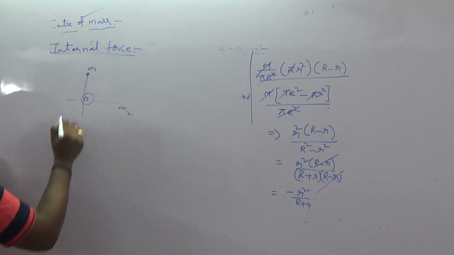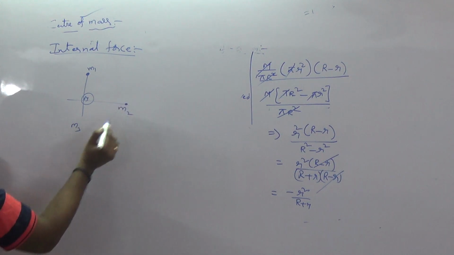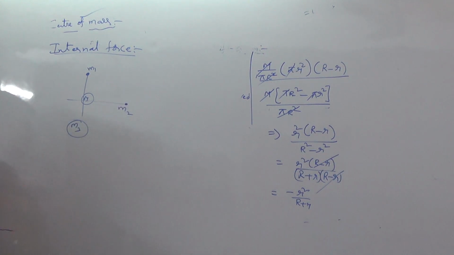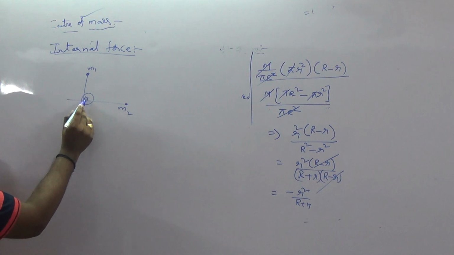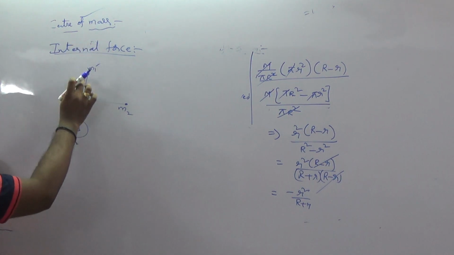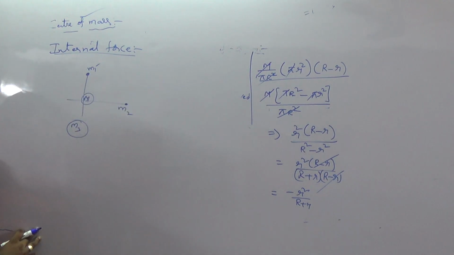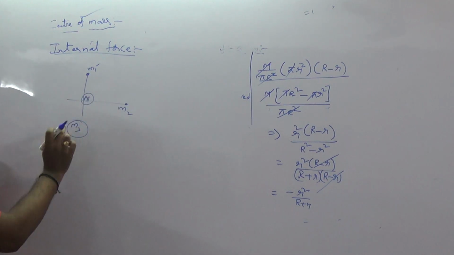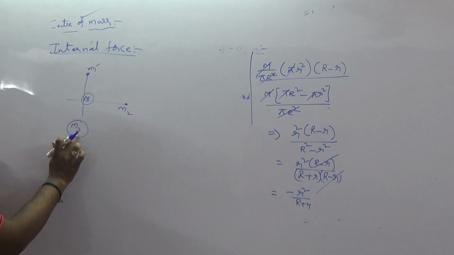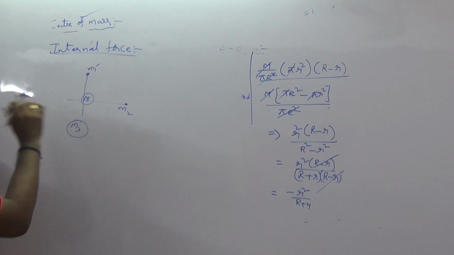M1 is on the y-axis, M2 is on the x-axis. What is the position of the third piece? So I am saying a bomb of mass M explodes into 3 pieces. M1 lies on the y-axis, M2 lies on the x-axis. What is the position where the third piece of the bomb falls on the ground?